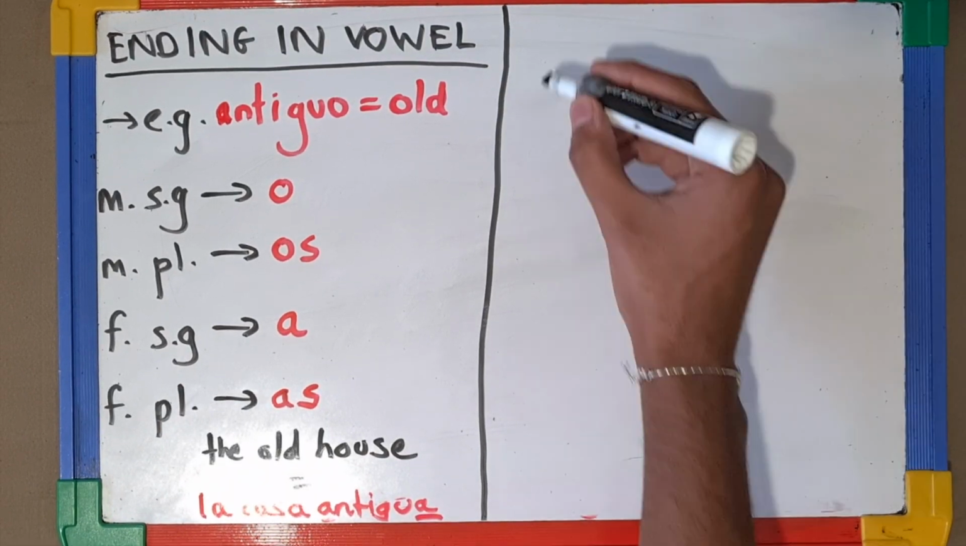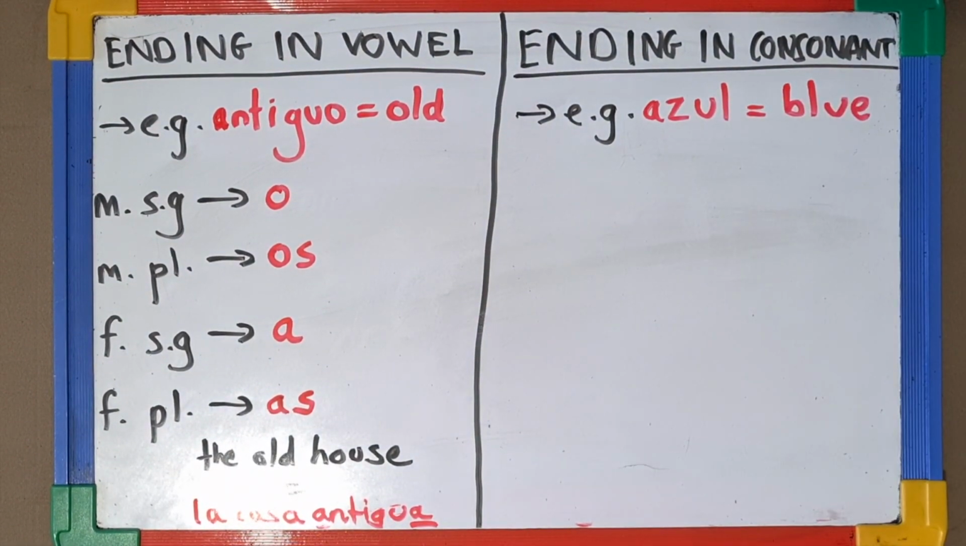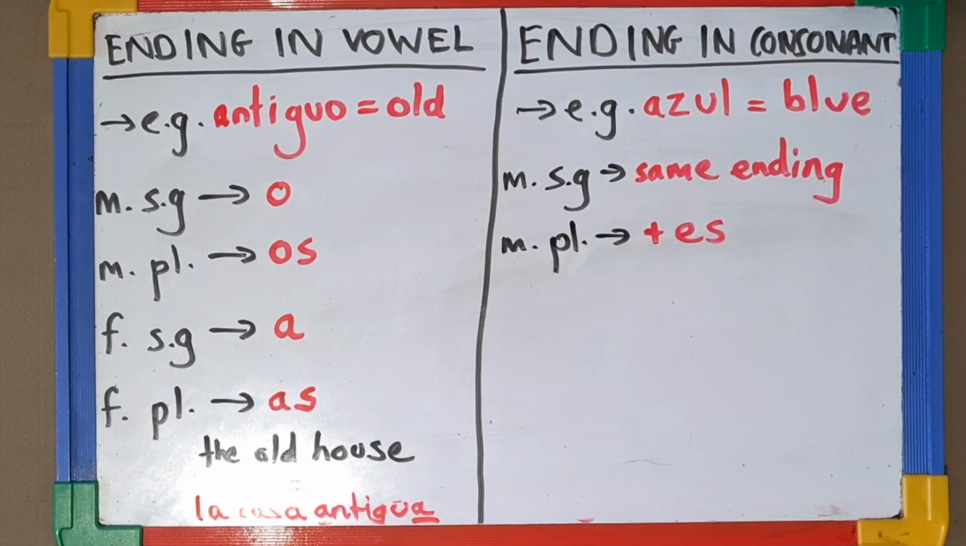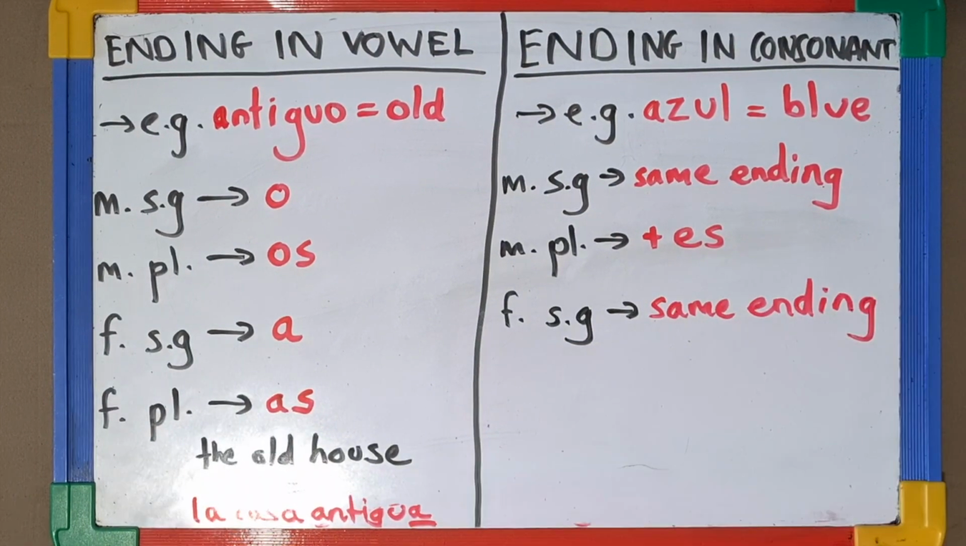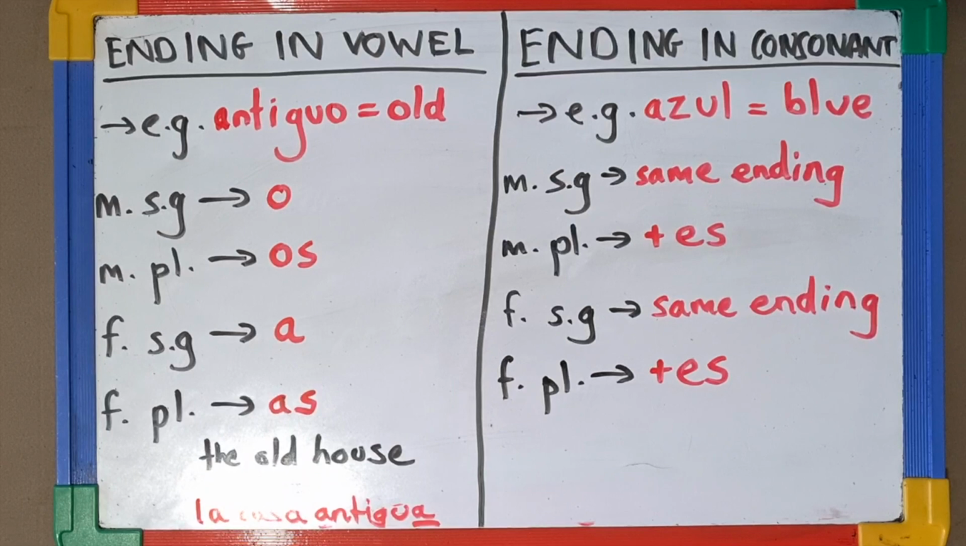Some adjectives end in a consonant. For example, azul, the Spanish word for blue. If this adjective is describing a masculine singular noun, it should keep the same ending, i.e. azul. If this adjective is describing a masculine plural noun, we add an es, i.e. azules. If this adjective is describing a feminine singular noun, it should keep the same ending, i.e. azul. If this adjective is describing a feminine plural noun, we also add an es, i.e. azules.